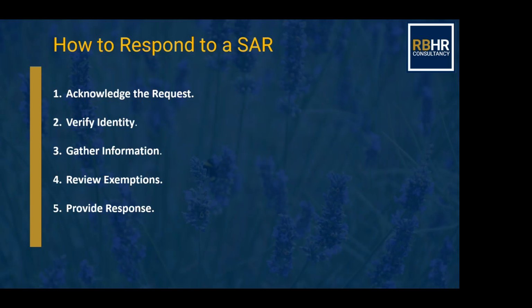On some occasions, somebody might request a SAR on behalf of somebody else. So you need to make sure that the other person is aware that they're requesting it on their behalf and that it's all above board and you're not doing anything untoward. So that's when you can ask for identity. Number 3, gather information. So collect all relevant personal data, ensuring compliance with data protection rules. Number 4, review exemptions. So assess if any data is exempt from disclosure.